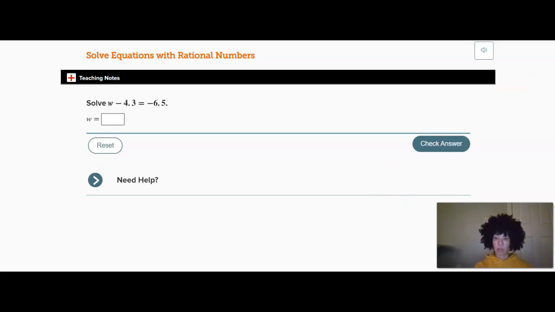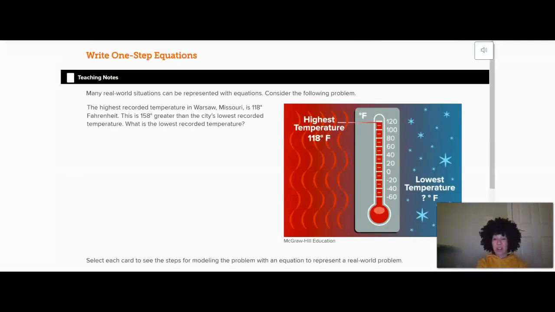Okay, now, where in the world? Oh, okay. Now, besides solving equations, you guys are also going to have to write your own equations and then solve them, okay? So, a lot of situations can be represented with equations. If the highest recorded temperature in Warsaw is 118, and this is 158 degrees greater than the city's lowest, what is the lowest recorded temperature?